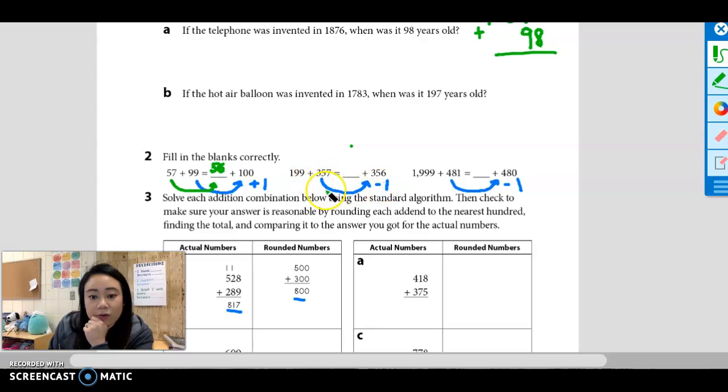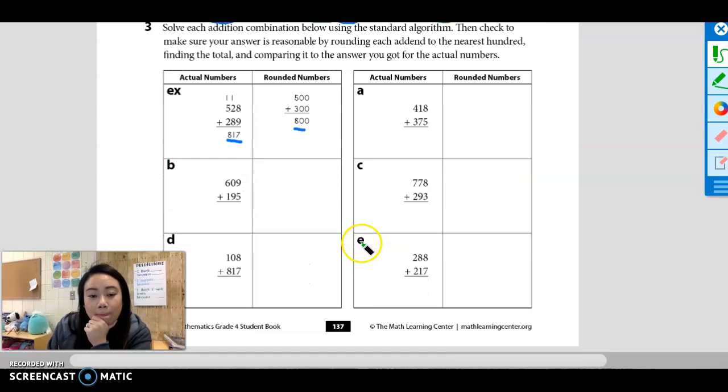This one was take away 1. So if you take away, you got to do the opposite, which is add. So now add 1 to 199 and write your answer there. Over here, you got 481 to 480. It took away 1. So now you got to add 1. And then for these, you're going to solve it any way you want and round it.